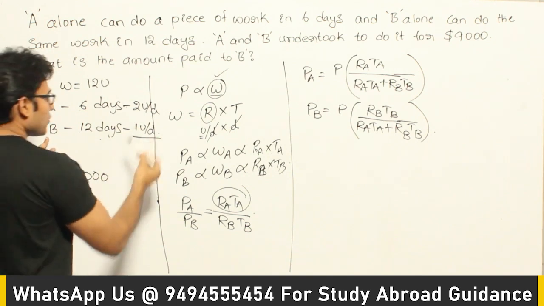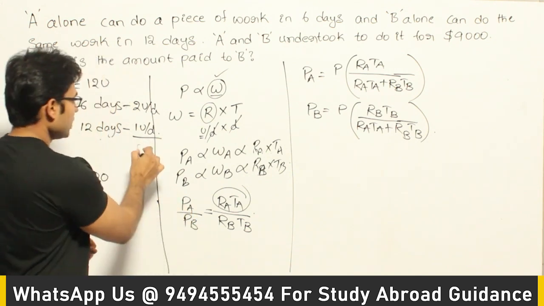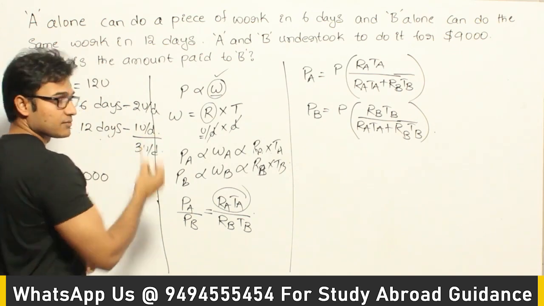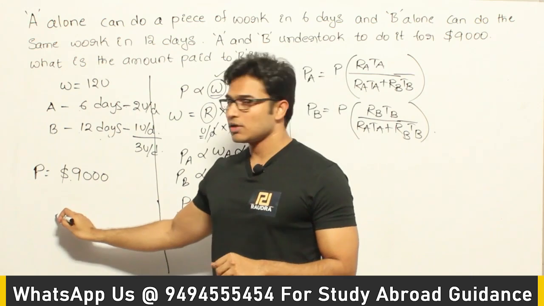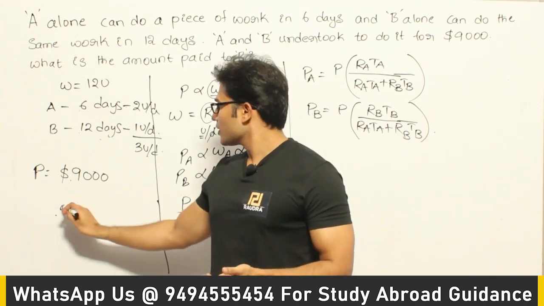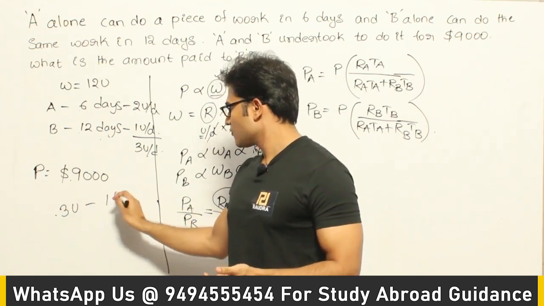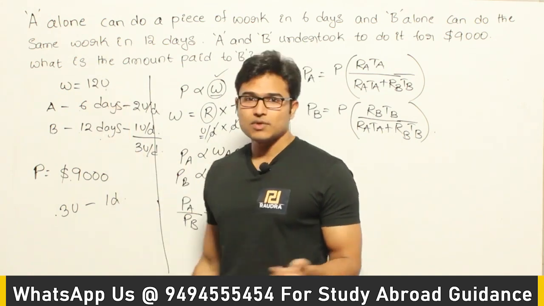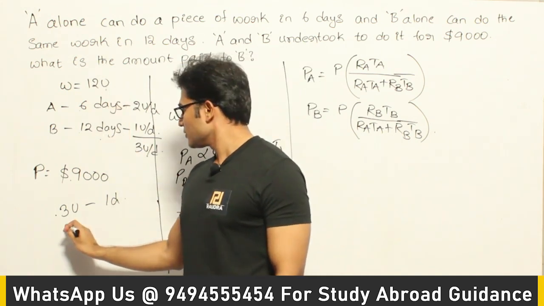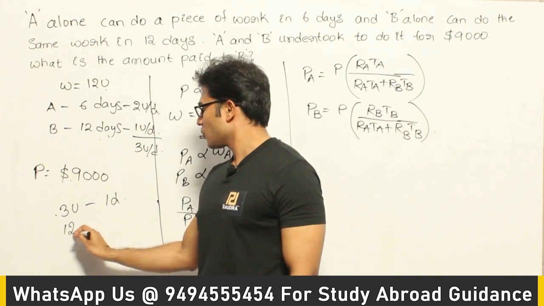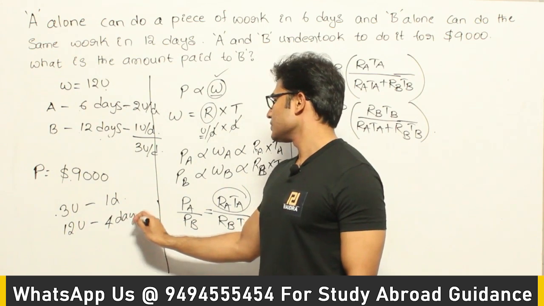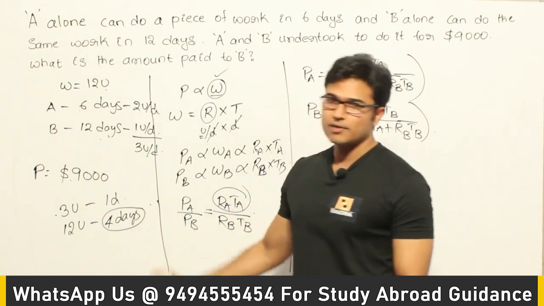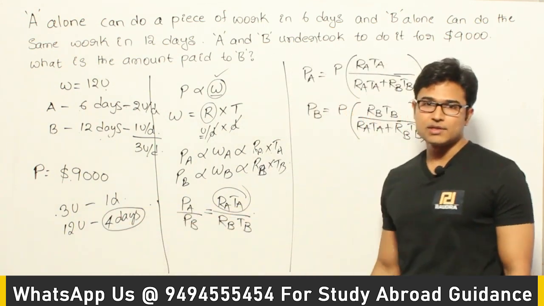When both of them work together, the total rate is going to be 3 units per day. At this rate, both of them are going to finish 12 units of work. So they are able to finish 3 units in one day, and total work is 12 units. Multiplying both sides by 4, 12 units can be done in 4 days. So this is the total amount of time required by them to finish the work.